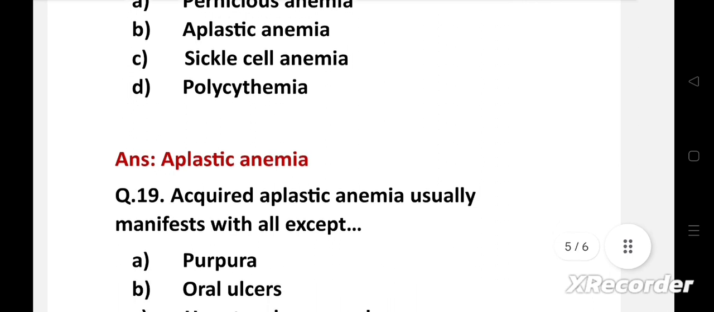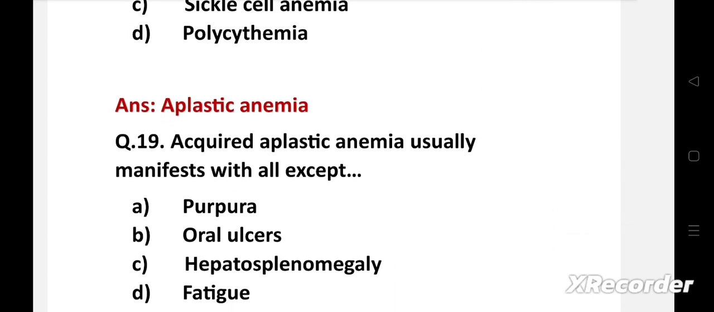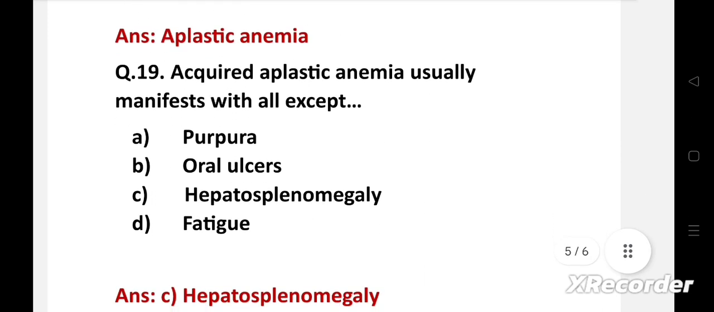Next question. Acquired aplastic anemia usually manifests with all except: option A, purpura; B, oral ulcers; C, hepatosplenomegaly; D, fatigue. Right answer is option C, hepatosplenomegaly. Acquired aplastic anemia usually manifests with purpura, oral ulcers and fatigue, etc., but not hepatosplenomegaly.